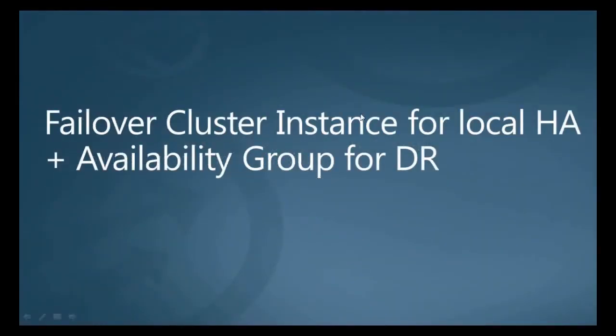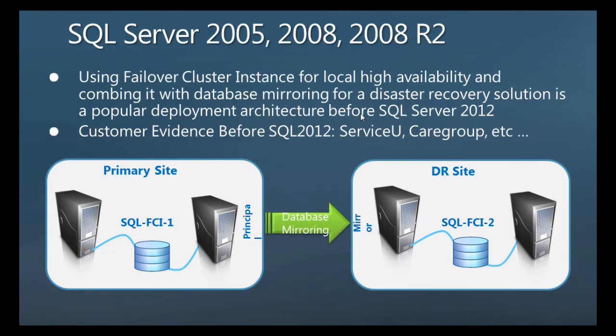The third thing I'm going to talk about is the combination solution of number 1 and number 2. You use a failover cluster instance for your local HA, but you use an availability group for your disaster recovery. This is also a common solution from before. We know some customers use this solution for some of their applications as well.